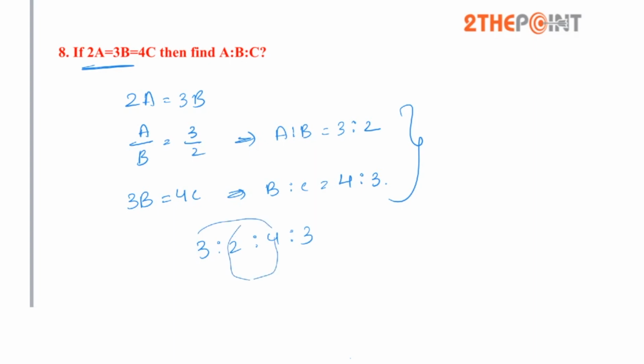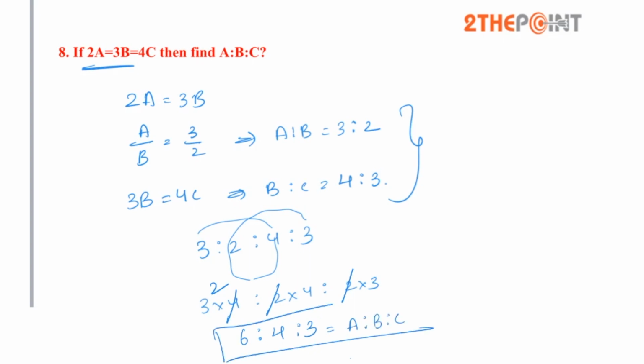Find the ratio between A is to B is to C in the regular form. 3 into 4 is to 2 into 4 is to 2 into 3. If you observe this ratio, you can see 2 is common in this form. So just strike out the 2, which is divisible by 2. 3 twos are 6 is to 4 is to 3, which is equal to A is to B is to C. Therefore 6 is to 4 is to 3 is the ratio of A is to B is to C.